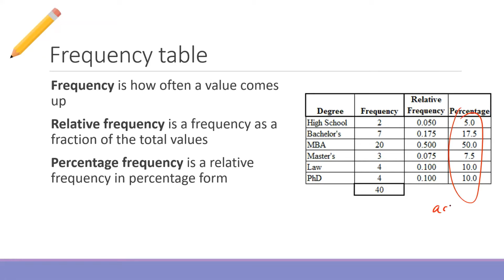Don't be like, oh my God, this is the end of the world. It's supposed to add to 100, but if it doesn't exactly add to 100, don't panic. It may just add to 99.5 or 99 or maybe 102. Doesn't matter exactly, as long as it's close to 100.